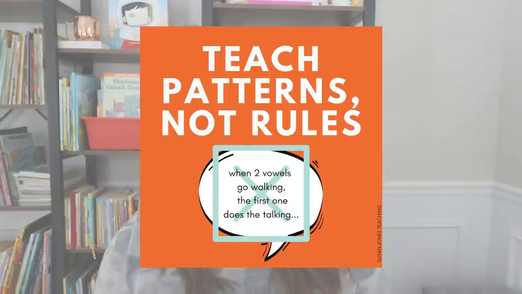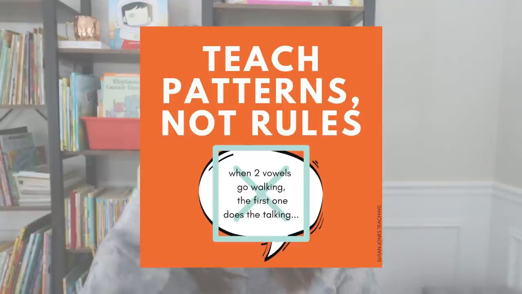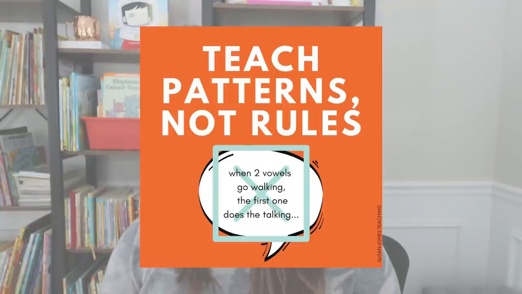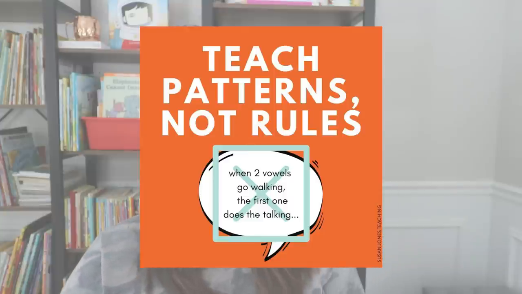Now another thing when you are explicitly teaching these vowel teams, let's say you're starting with AI and AY, you can definitely teach those together at the same time and explain that they make the same sound, that long A sound, and this is another way to do it. But you do want to be careful about some of the rules you might be sharing. For example, if you've taught vowel teams in the past, you may be guilty of, and don't worry, I was too, of teaching the very common phrase, when two vowels go walking, the first one does the talking.